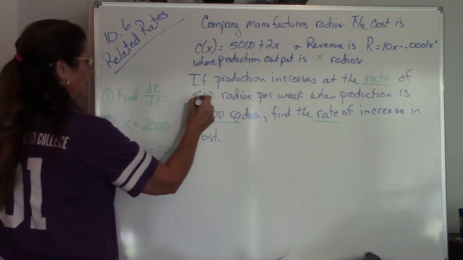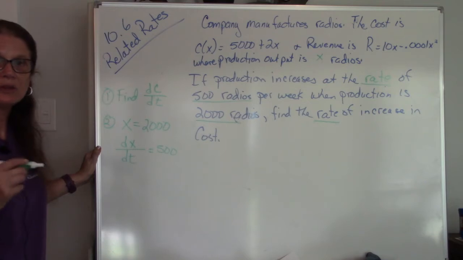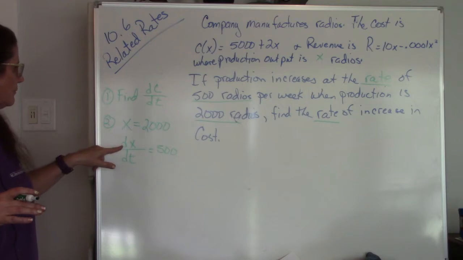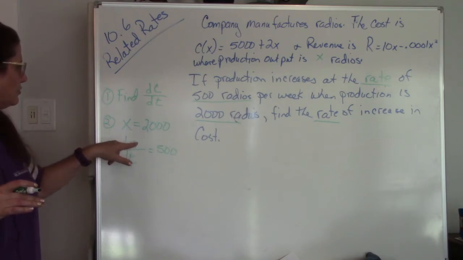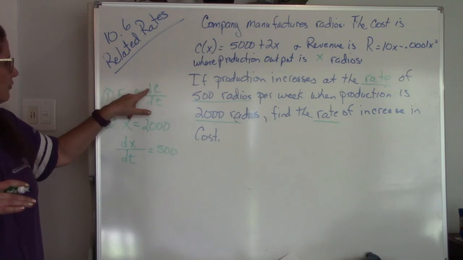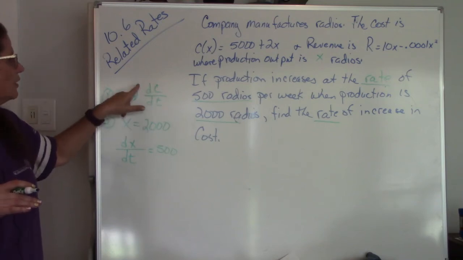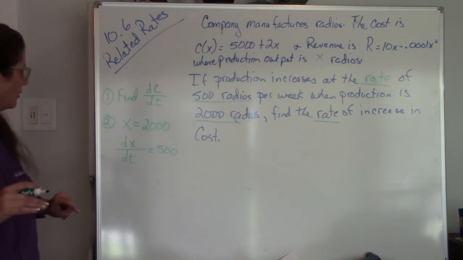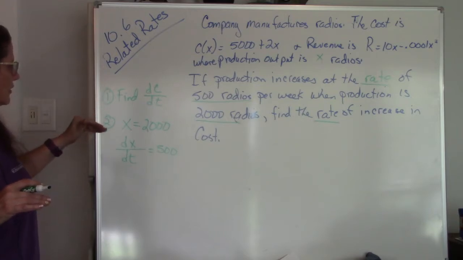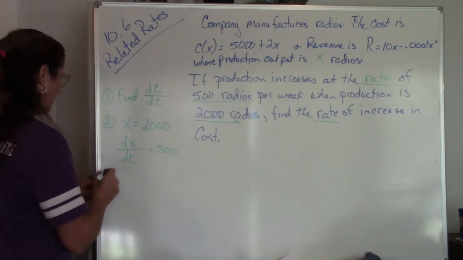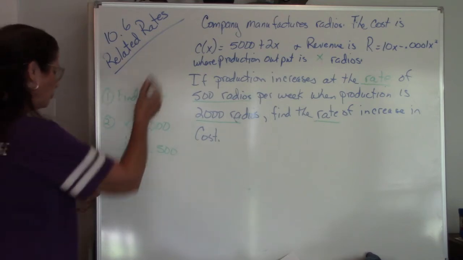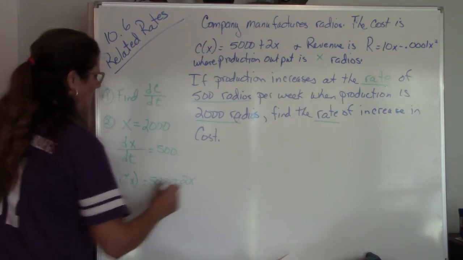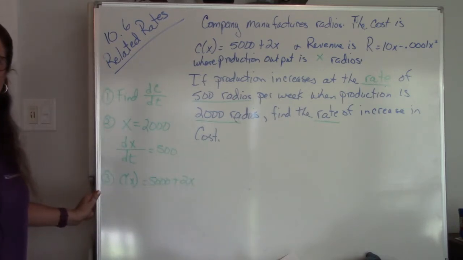Okay, so where do I get that? 500 radios, that's what's increasing, that's the rate. Anytime you see the word rate, you know it's going to be a derivative. So it's the derivative of the radios in terms of time, and this is the derivative of the cost in terms of time: the rate of increase of cost, the rate of increase of the radios per week. So this is what we're looking for, and this is what we know. Now the third question is, what's the connection? Well, the connection is our cost function. That's what we're going to find the derivative of.